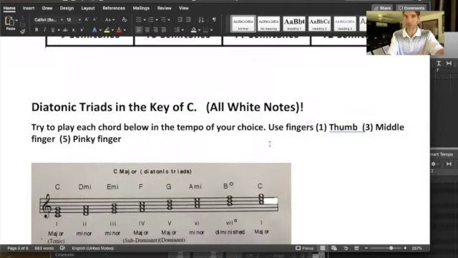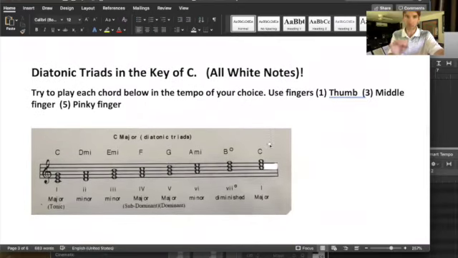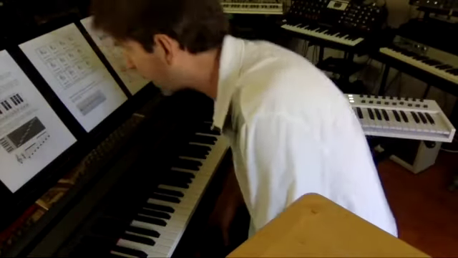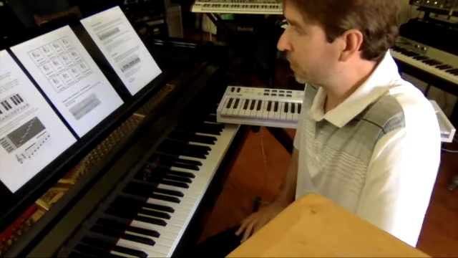So diatonic triads in the key of C, all white notes. Let's try to play each chord in the tempo of our choice. And with that, we don't necessarily have to hit a tempo yet. What I like to do is just look here. So I'll just bring you into the studio here. Let's look at what we've got. In this case, I'm just looking at being able to play each chord as we start.